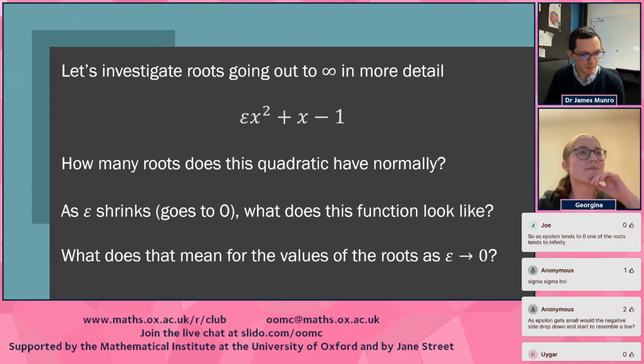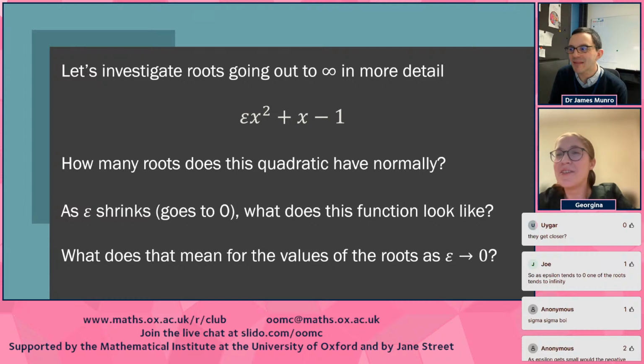As epsilon gets small, this starts to resemble a line. Of course, if epsilon is not 0, it's still not a line. It's a quadratic, but happens to have a very small number in front of x squared. Yeah, I've seen some people say one of the roots has to tend to infinity, and I've probably spoiled that a bit with the first line of the slide. But that is exactly right.